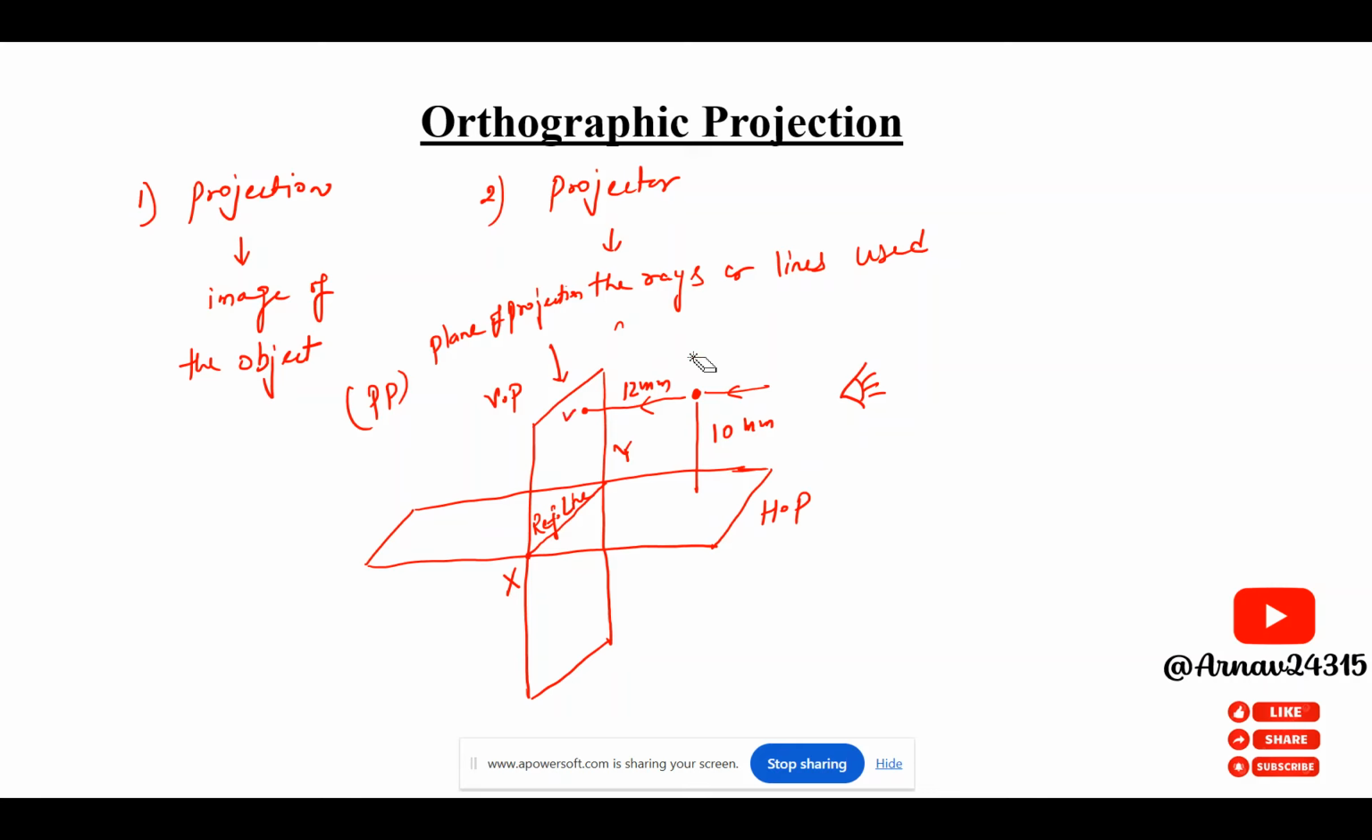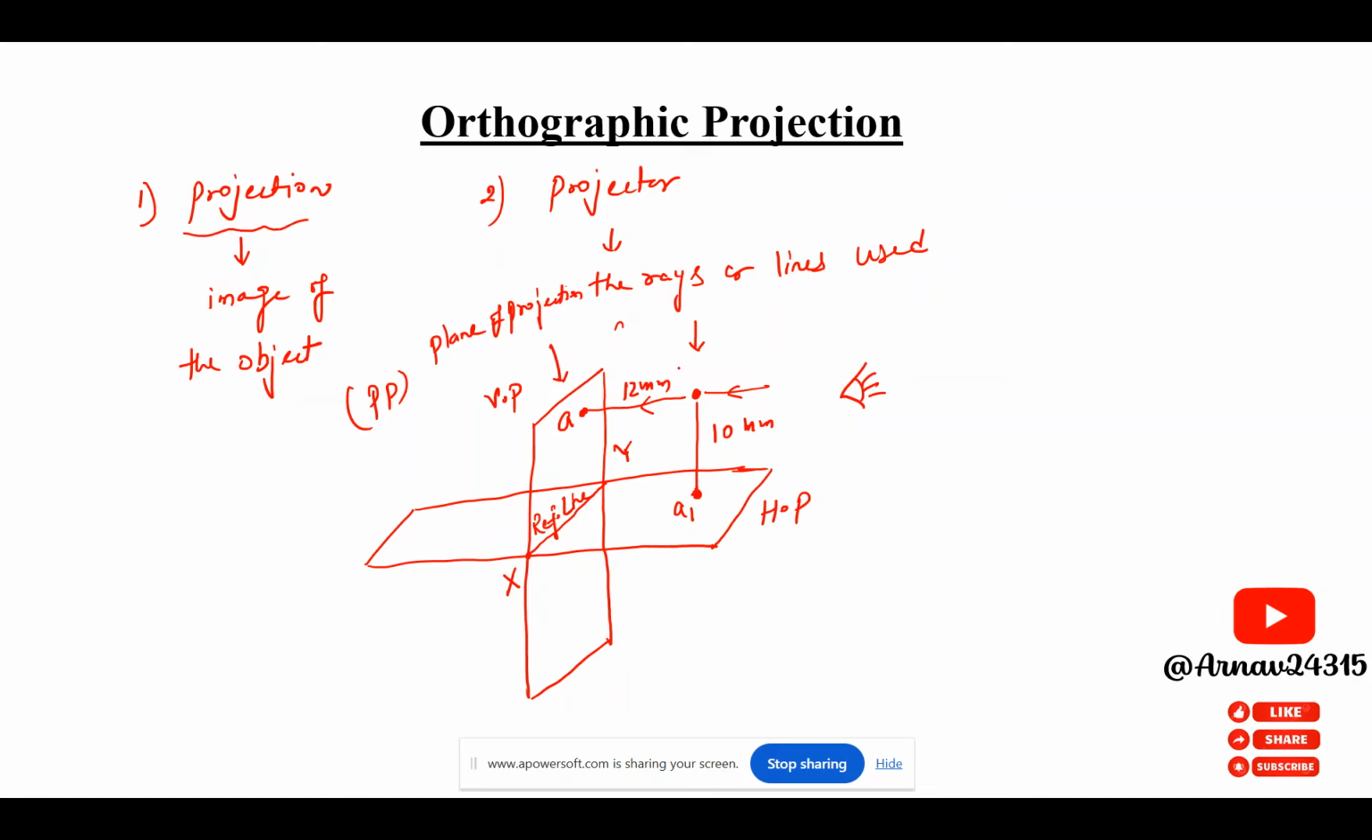Now if I see from the top, अगर मैं इसको top से देखूंगा तो again we will be able to see the image of this object. So this image is known as, ये जो image हो रहा है इसको हम लोग बोलेंगे, let's say this image is a small a and this is small a1, right? So these points will be known as the projection. ये क्या होगा?